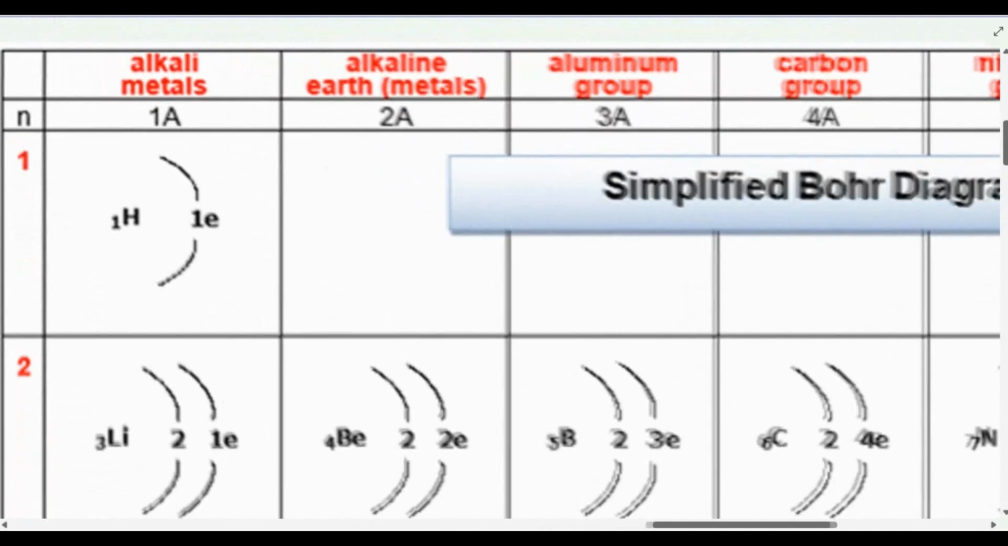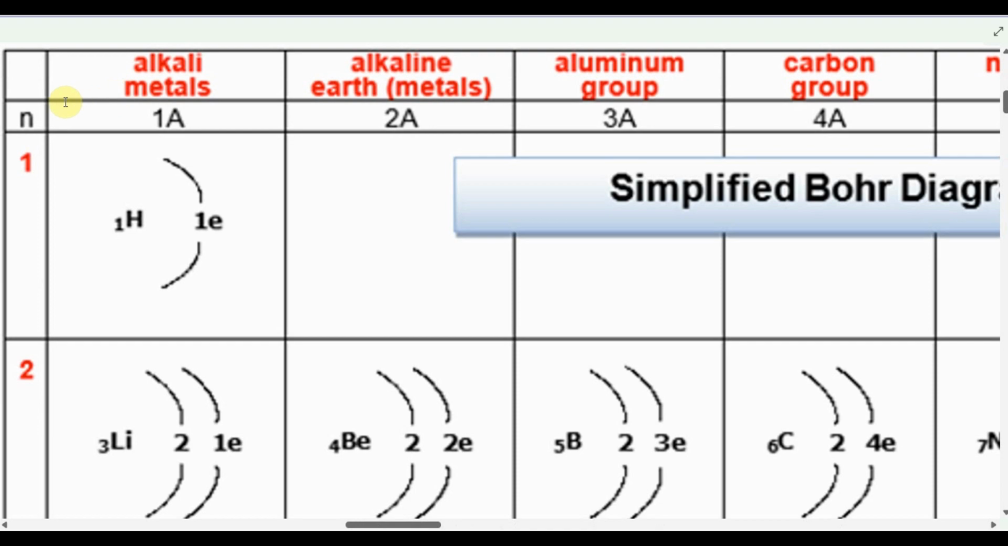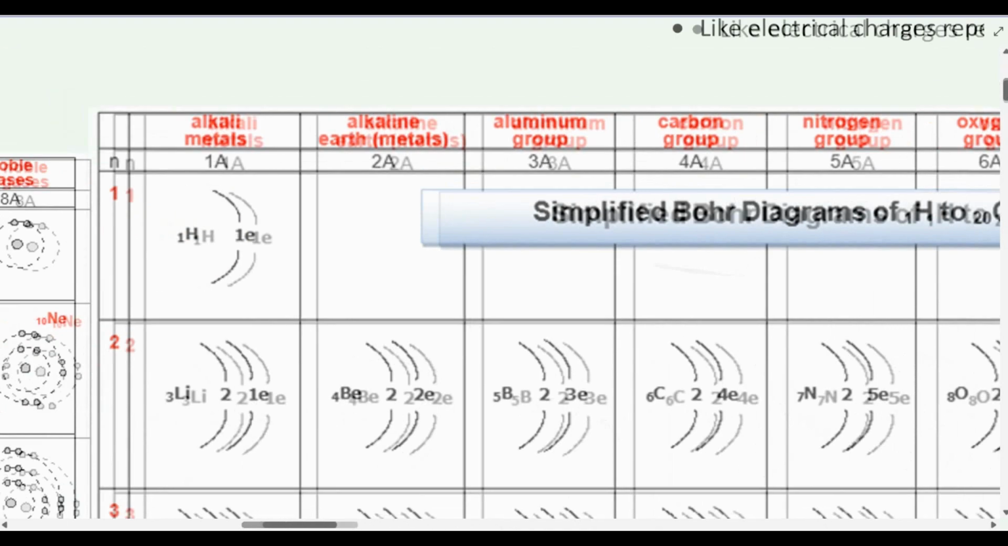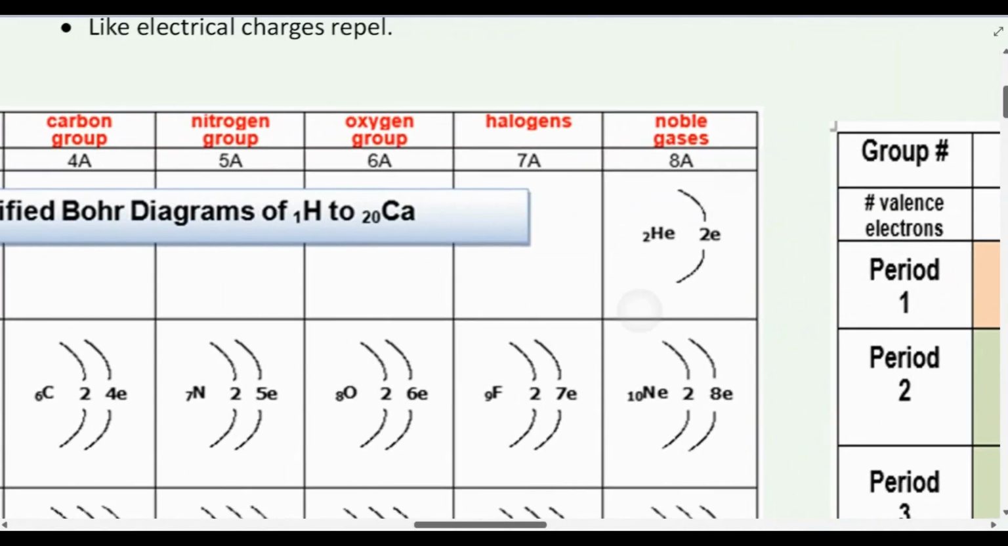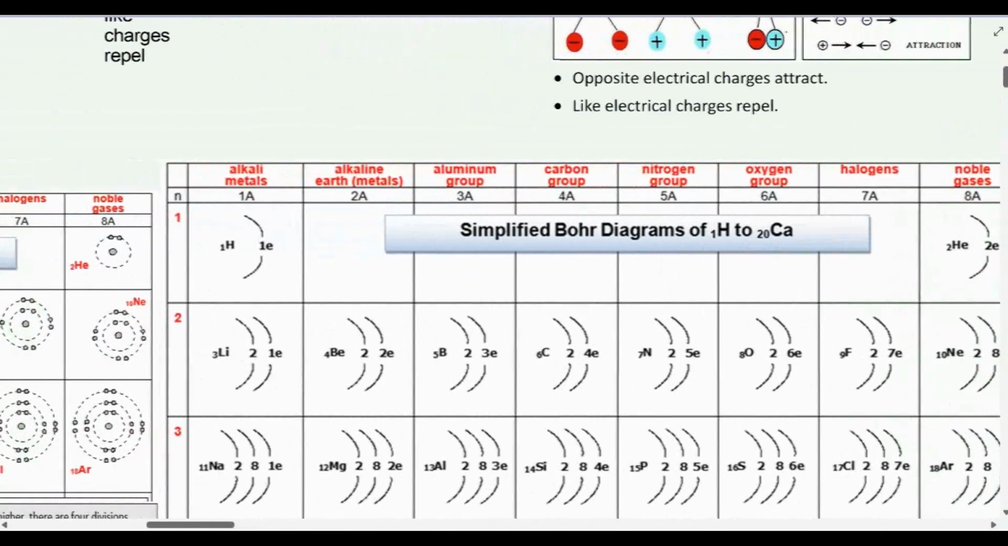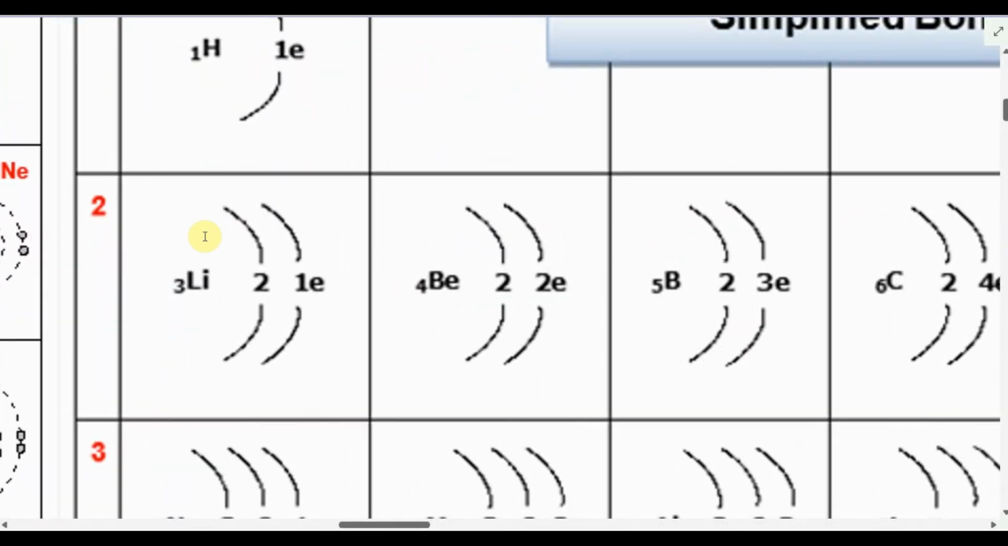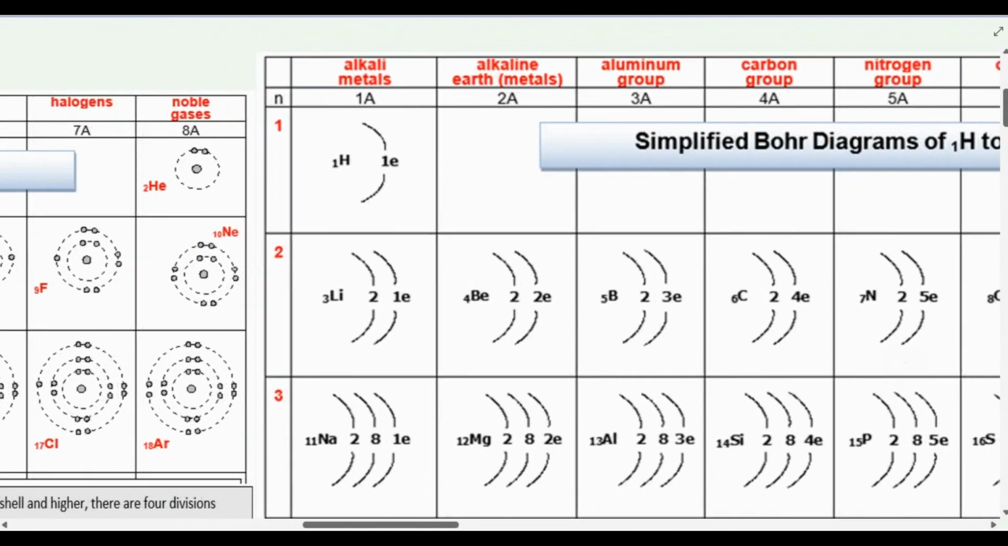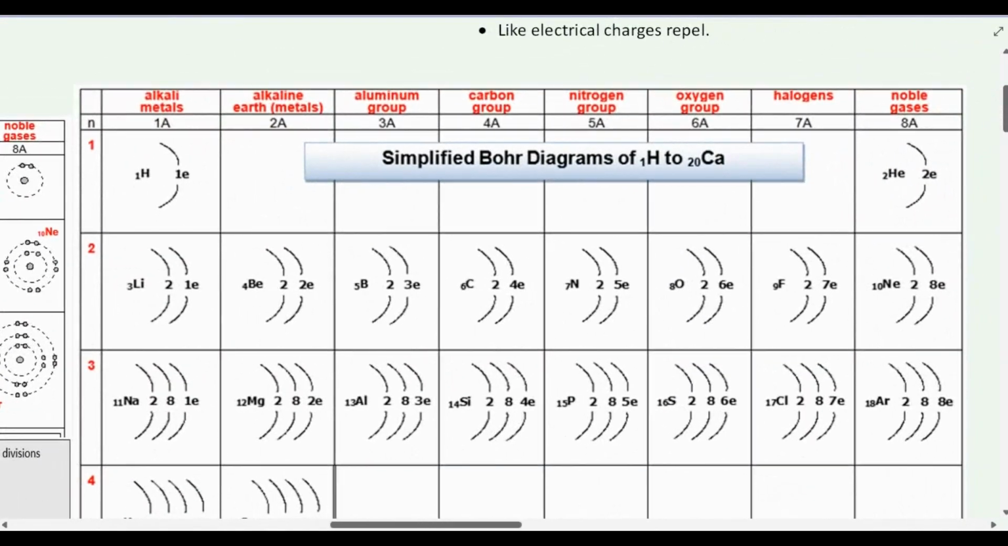So this first symbol is a simplified Bohr diagram of hydrogen with 1 electron in the first shell. Over here to the far right is helium with 2 electrons filling up the first shell. Back over here to lithium with 3 electrons, a full first shell with 2 electrons, and then its 3rd electron in the second shell.